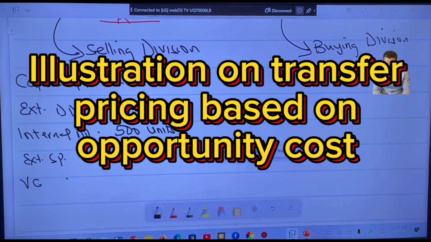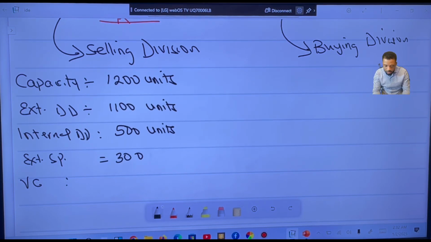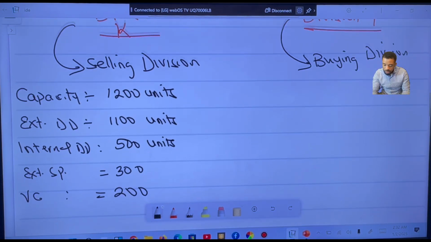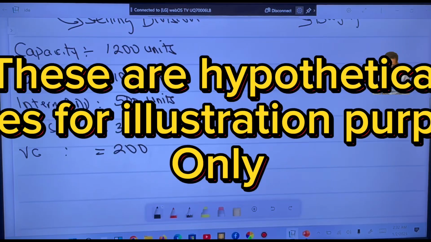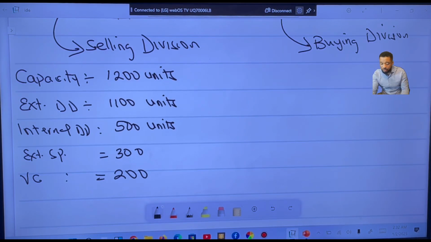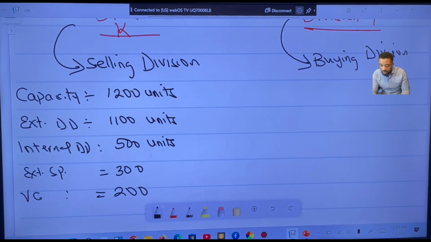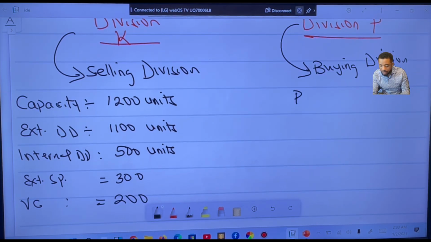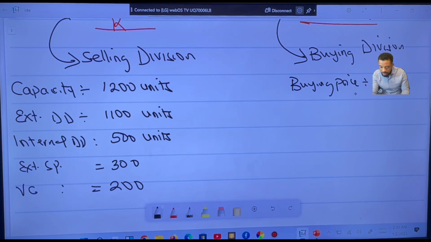Okay, so we have variable costs for this product. Variable cost is, let's say, 200. All right. So now the question is, if I want to determine the ideal transfer price from our last video, remember, let's say that this division P, buying price, how much you can buy from external market. Let's say buying price, you can buy this product at 280.